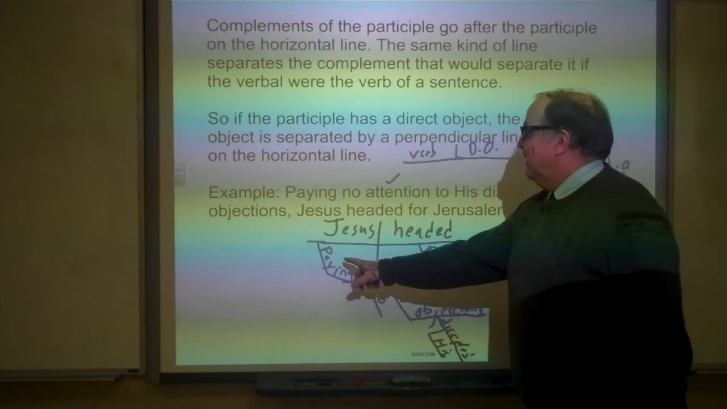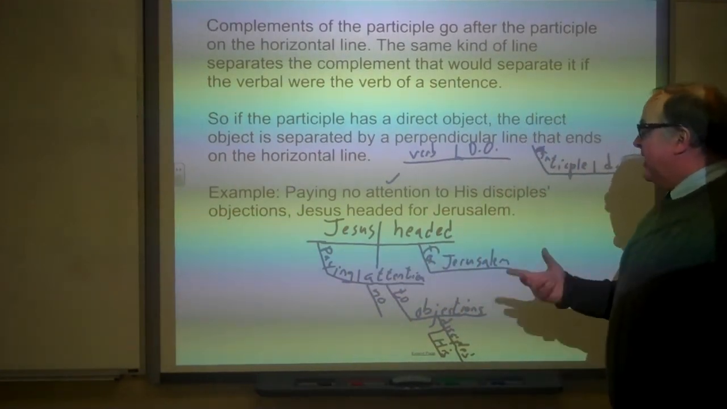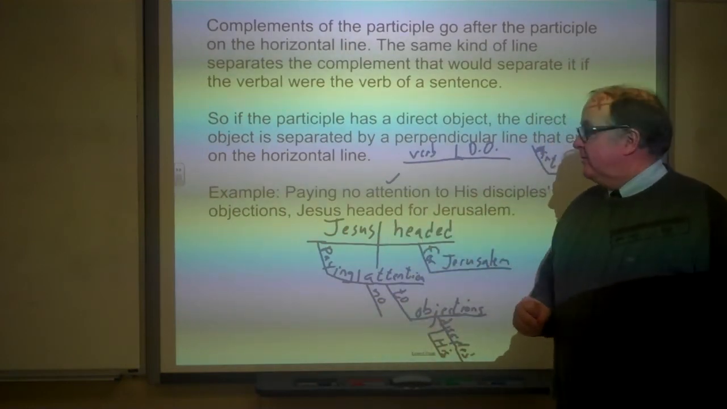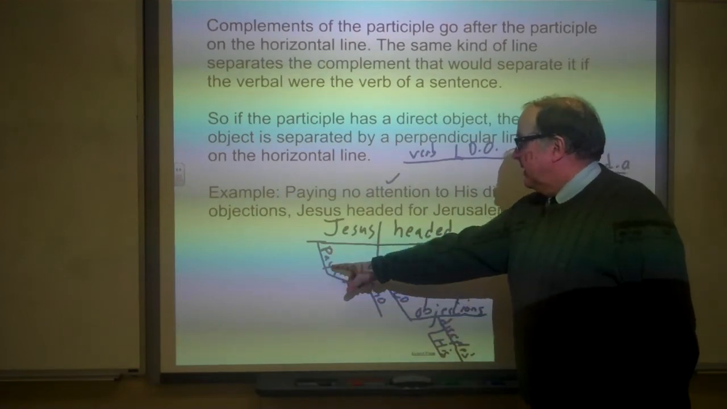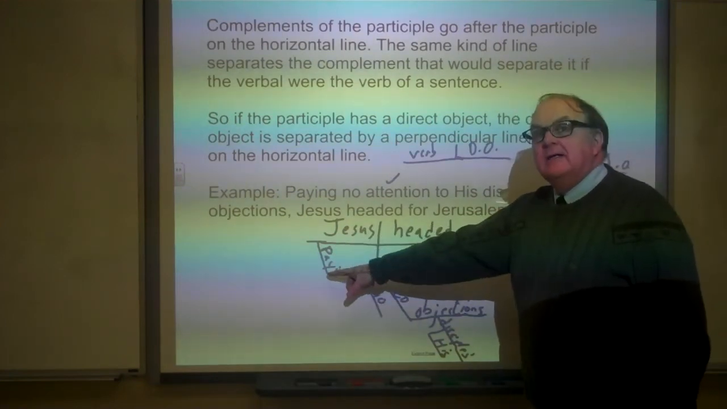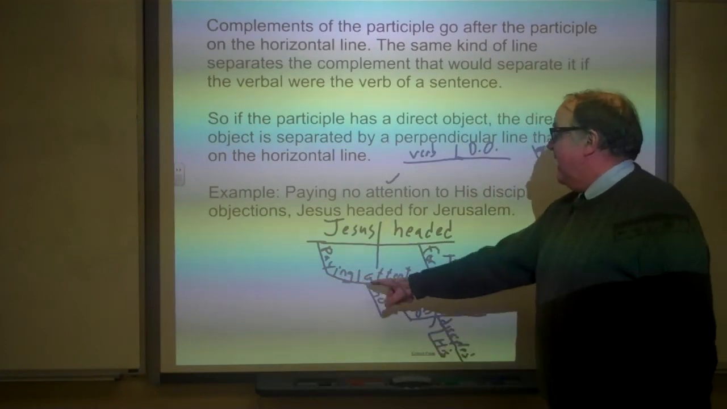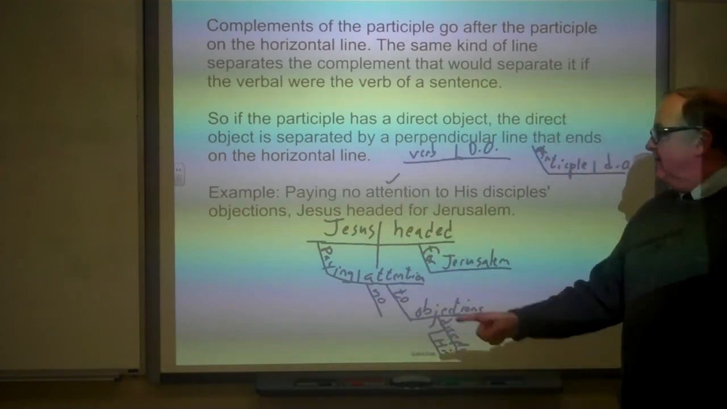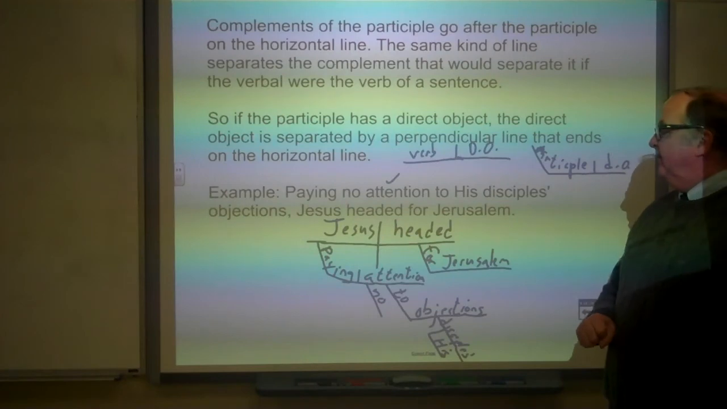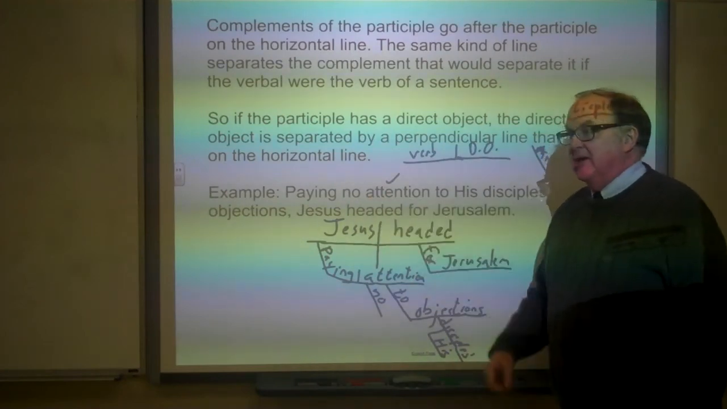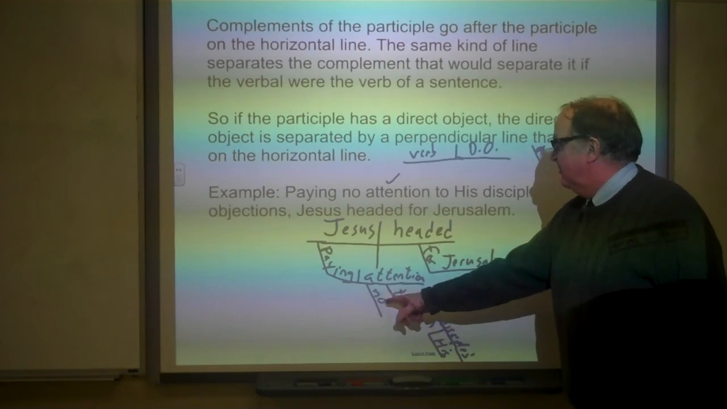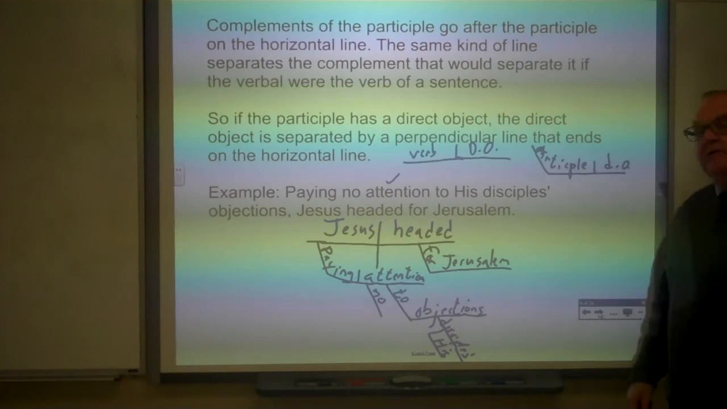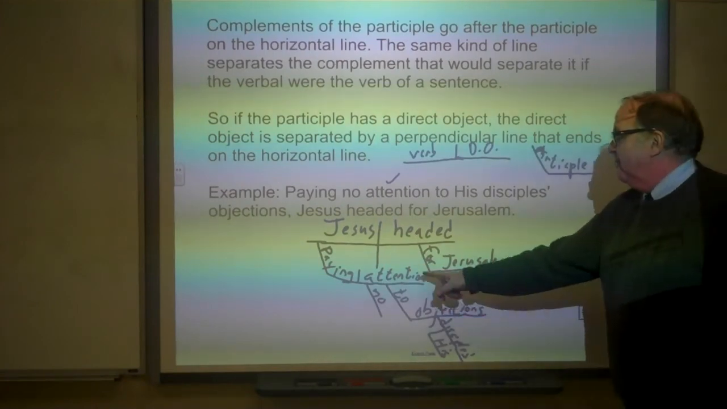But then here, "paying no attention to his disciples' objections" is a participial phrase. Paying, the participle, is on the diagonal plus the horizontal. And then we have the vertical line separating attention. Paying what? Paying attention. So attention is the direct object of the participle. In this case, there is a "no" there, significant, modifying attention. And then "to his disciples' objections" also is a prepositional phrase modifying attention.